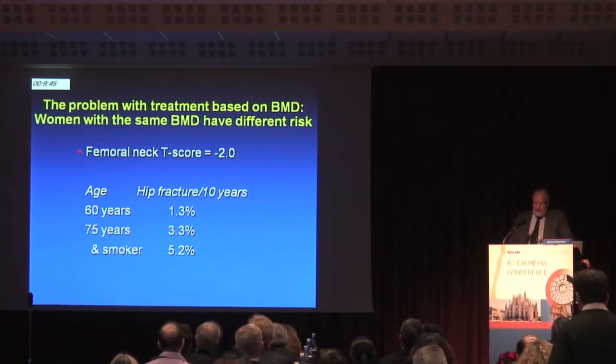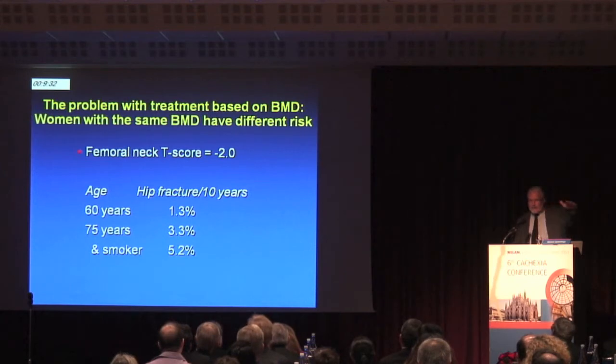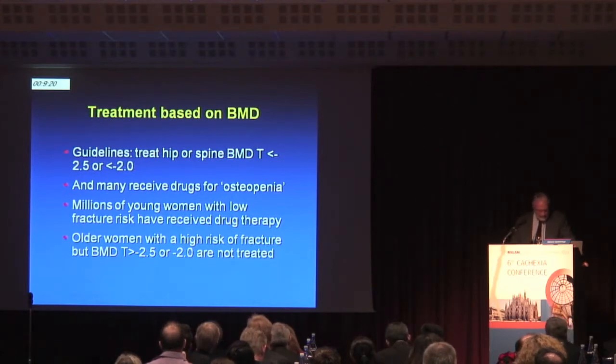that come into play. A woman, for example, with a BMD T-score of minus 2.0 at age 60 has a very different risk when she's older, or has another risk factor like smoking. And so when you use just one measurement to define treatment thresholds, you're actually treating people who have wildly different risks. So treatment based on bone density criteria, as guidelines had for the last decade or two, was T-scores less than minus 2.5. In addition, many received drugs for a T-score of minus 1 or lower for osteopenia.